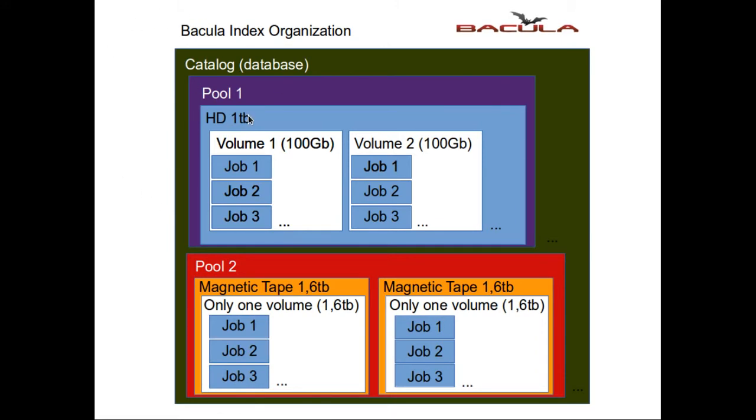This is the diagram of these concepts that I just showed you. Okay, the volume holds the jobs. I can have many jobs from different servers, Linux servers, Windows servers, on it. It's a byte sequence. Okay.